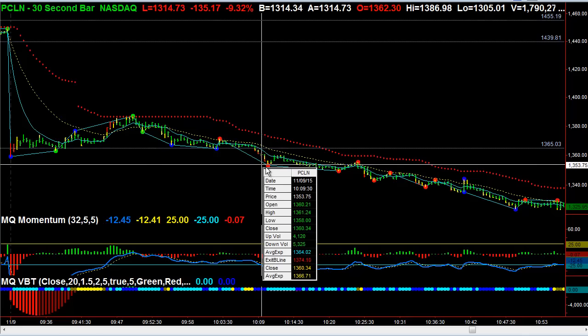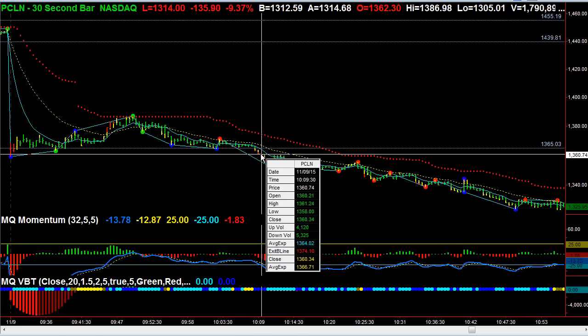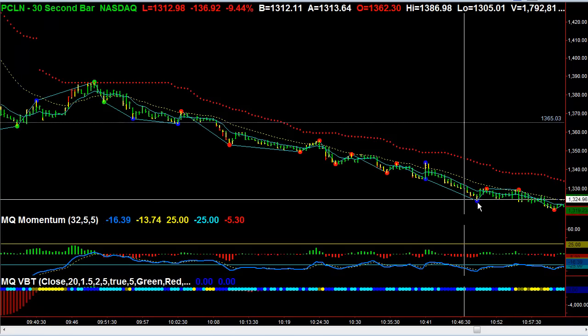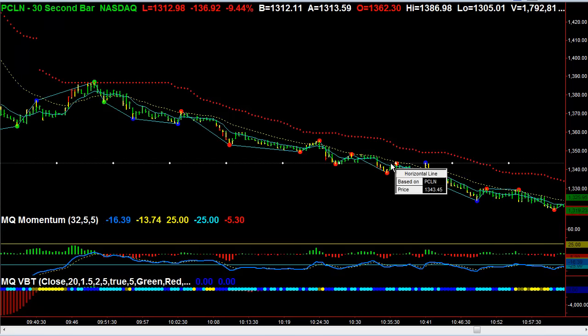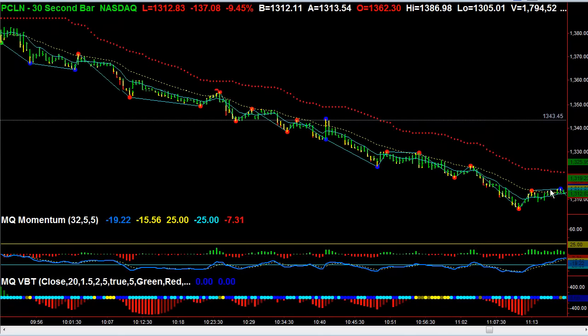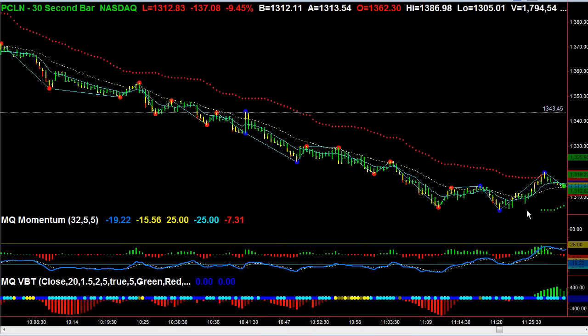So upon that break, you get short or buy some puts, and now you have puts from 1365. Let's just call that 1363. Now, if you hold them, you notice that the MQ pivot points stay red, red, red, red, red, red, red. You get consolidation here, and then red again. So every time we get a blue, we'll go ahead and ratchet down our stop. Blue, blue, red, red. So we're back to the red trend. Red, red, red, red, red, blue, blue, blue again.